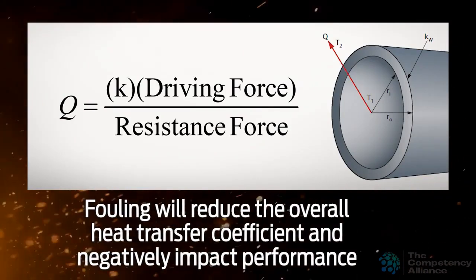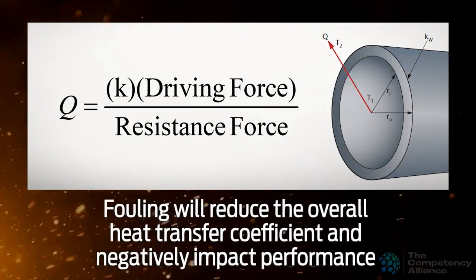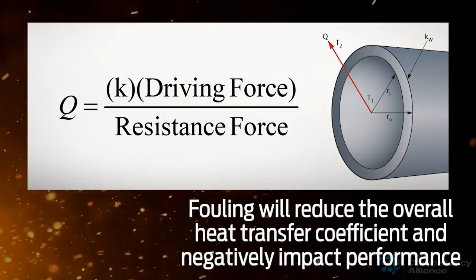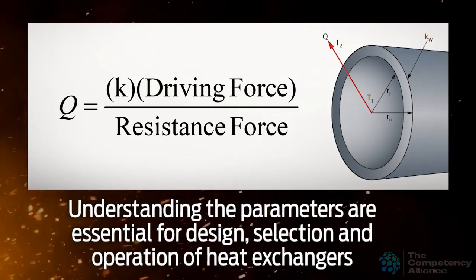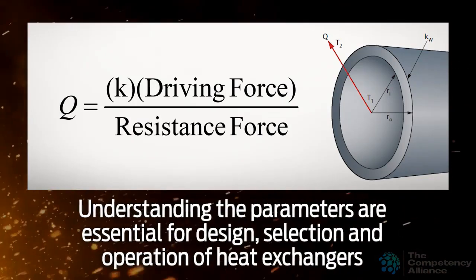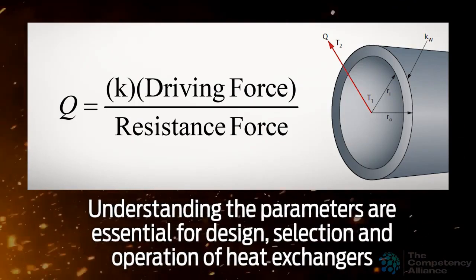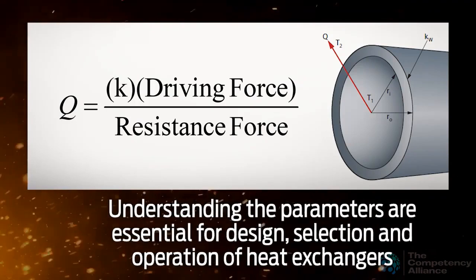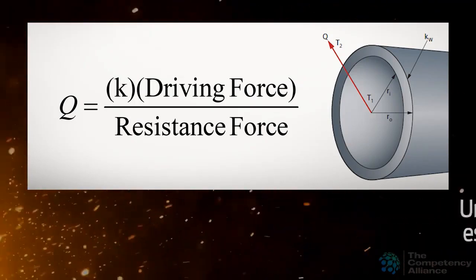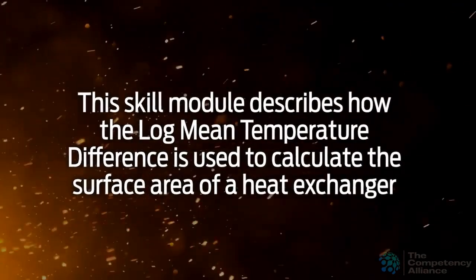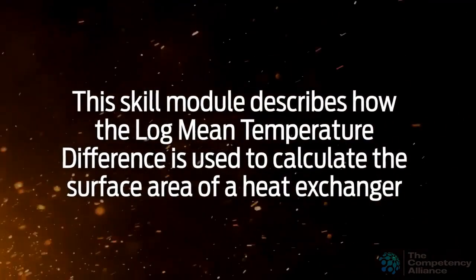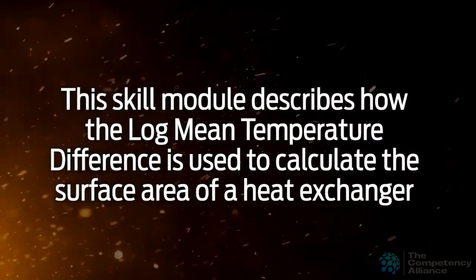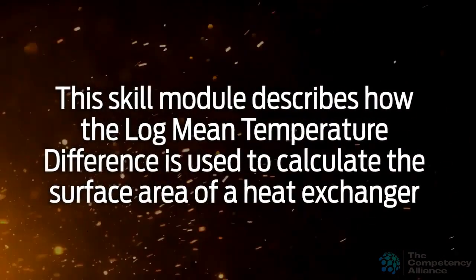Fouling in heat exchangers will reduce the overall heat transfer coefficient and negatively impact heat exchanger performance. Understanding the parameters that affect heat transfer coefficients and how to mitigate fouling conditions are essential for design, selection, and operation of heat exchangers. This module describes how the log mean temperature difference, LMTD, is used to estimate the effective temperature difference to calculate the surface area of a heat exchanger.